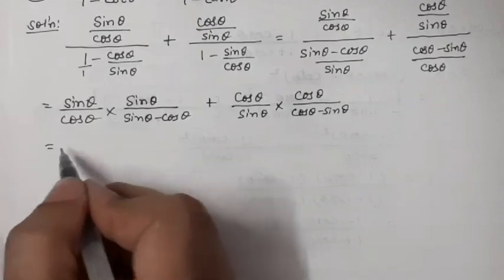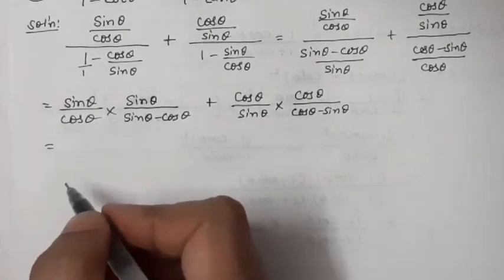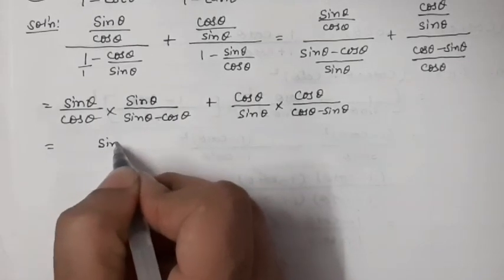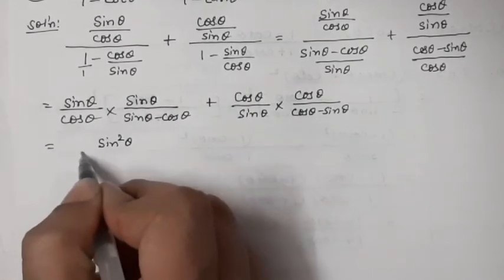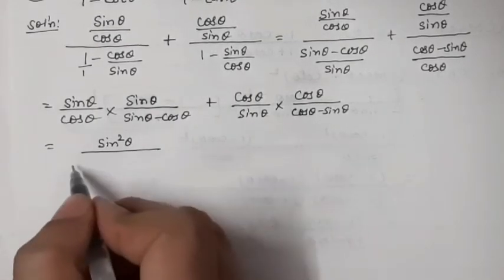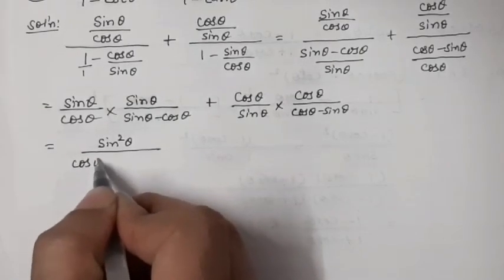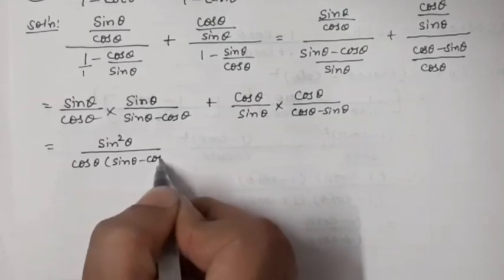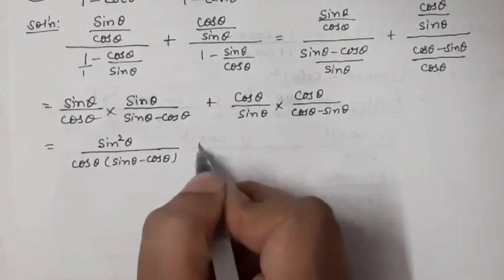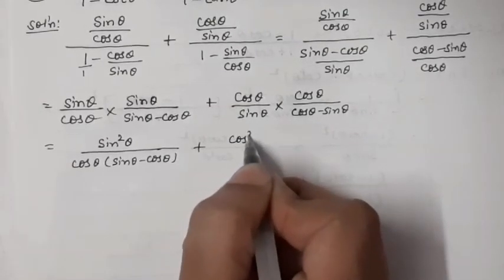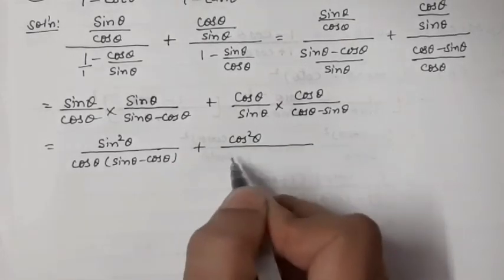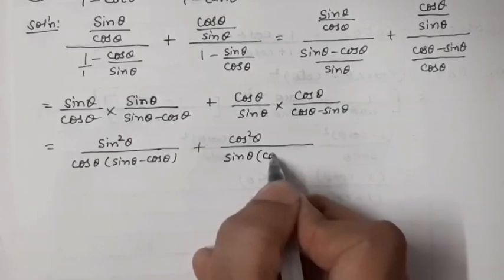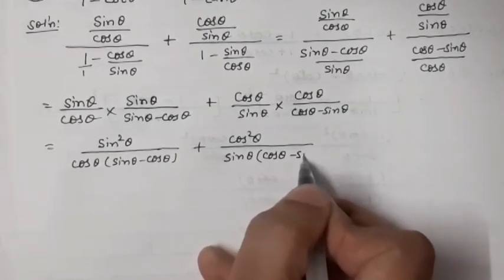Okay, so what is in your numerator? Just see, sin theta into sin theta, this will be sin square theta. Here what will come? Cos theta, sin theta minus cos theta. Okay, plus cos square theta. What will come in the numerator? That is sin theta cos theta minus sin theta.